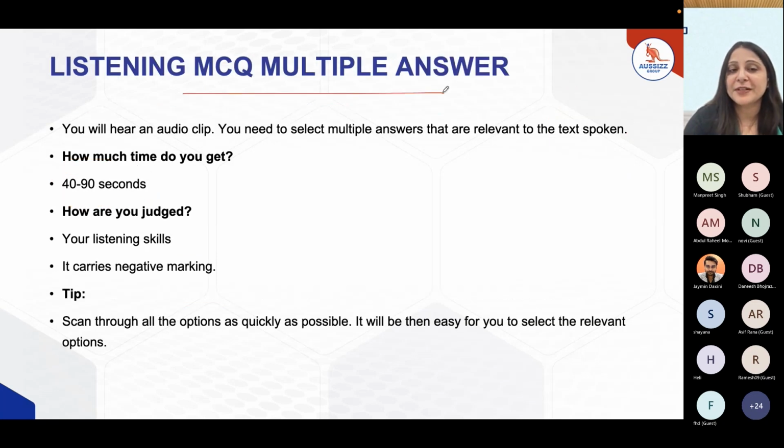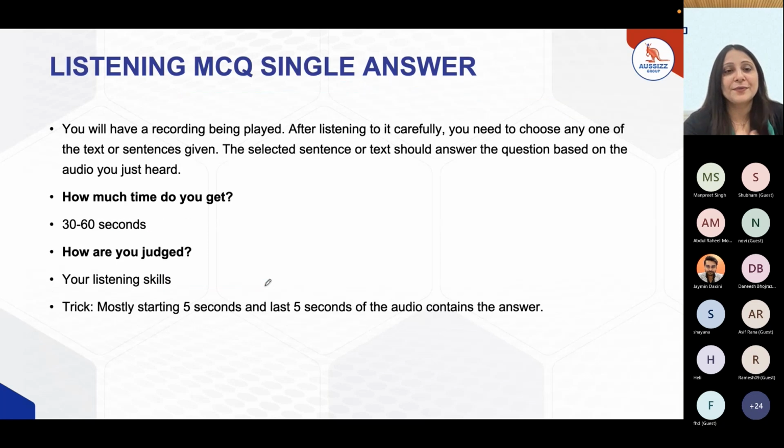Listening multiple choice question, multiple answer, very low score task. We will be given an audio. You can select multiple answers, so it is a multiple answer question, and it carries negative marking, so make sure you don't select the wrong answer. Audio will be played. Find out the correct answer from that.